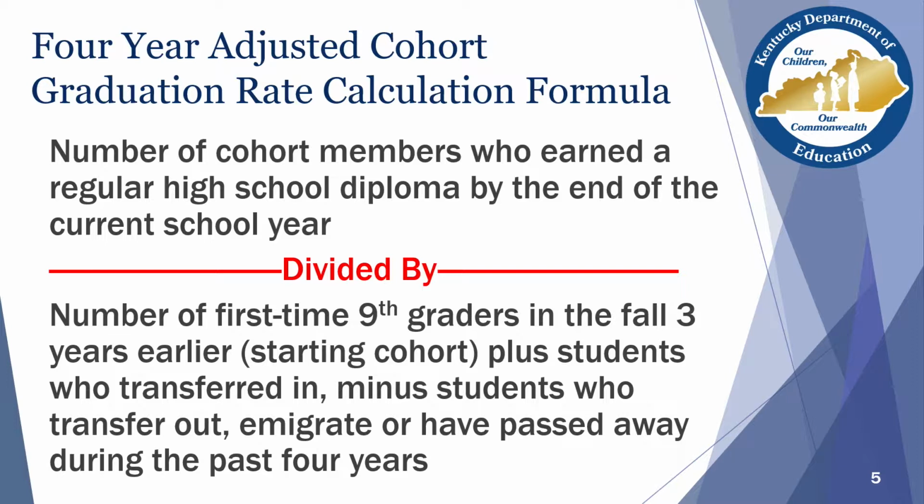So again, this is the calculation formula mentioned in the definition. The number of cohort members who earned a regular high school diploma by the end of the current school year you're looking at, to get your graduation rate, and you divide it by the number of first-time ninth graders in the fall 3 years earlier. So that's the starting cohort. And then you add students who transfer in, you take away, minus, students who have transferred out, immigrated, or have passed away during that last 4 years.